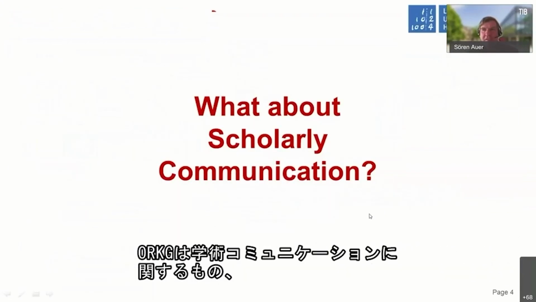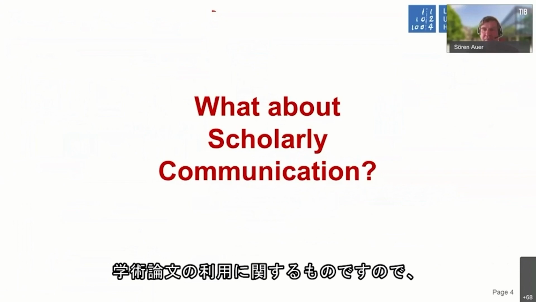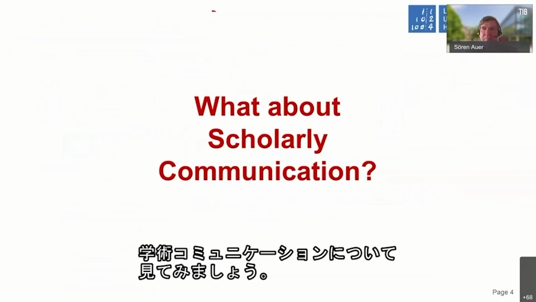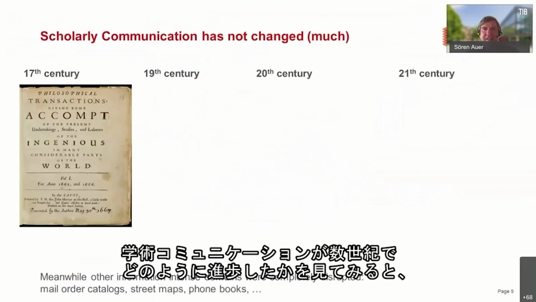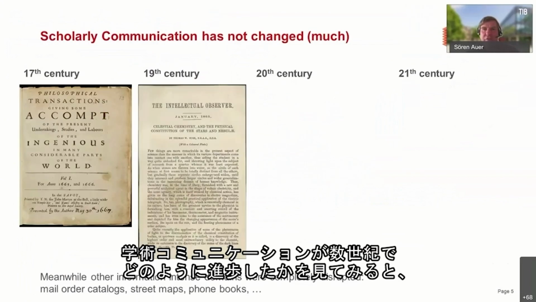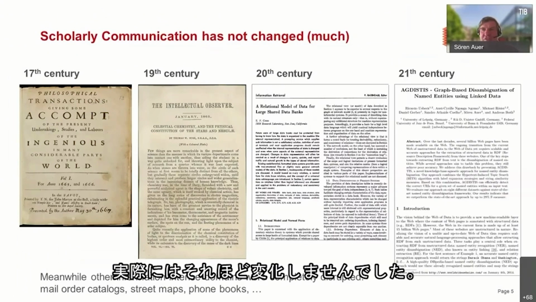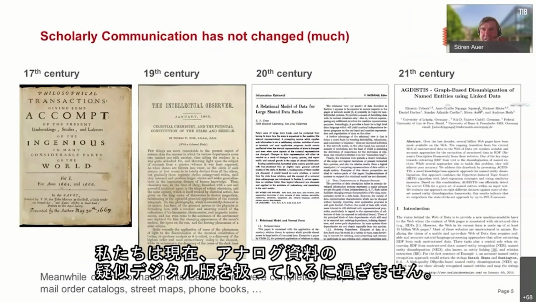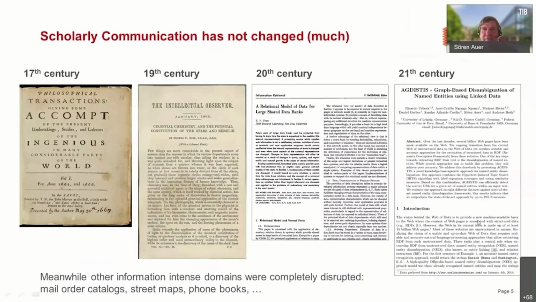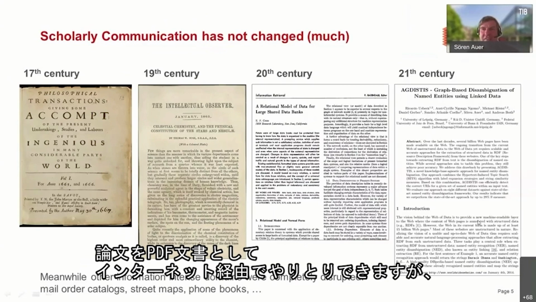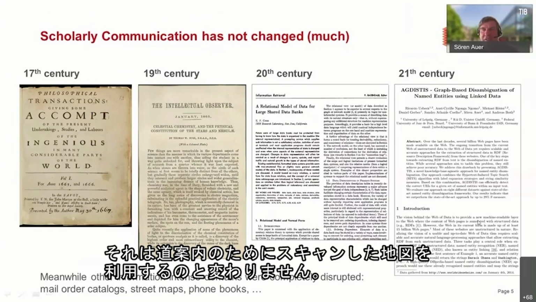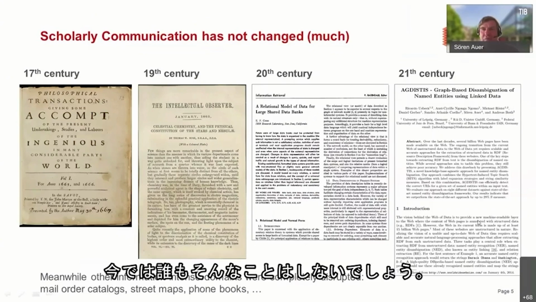So what about scholarly communication? Because the Open Research Knowledge Graph is about scholarly communication, about publications, scientific papers. And if we look at how that evolved over the centuries, it didn't change much, actually. What we are doing is we just work with the pseudo-digitized versions of the analog artifacts. Of course, we can now exchange scientific articles as PDF documents over the internet, but that would be comparable to using a scan of a map for navigation. And no one would do that nowadays.